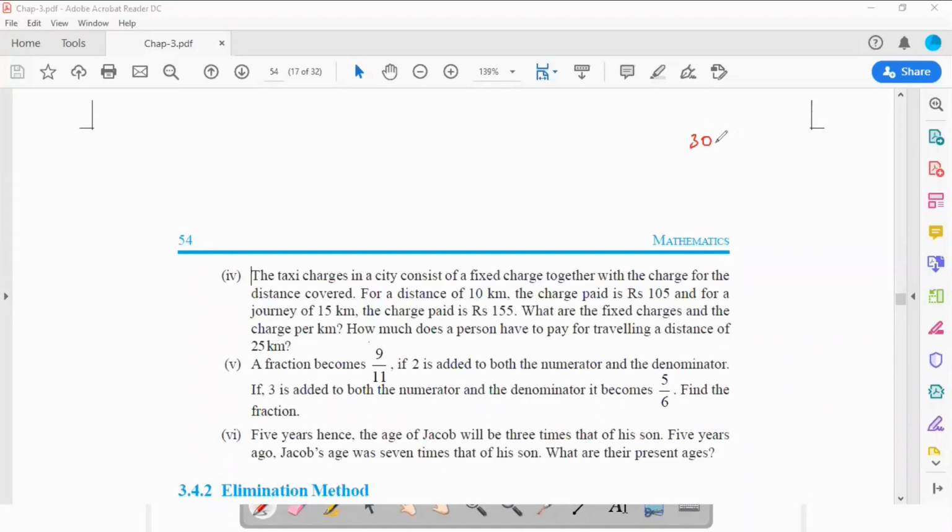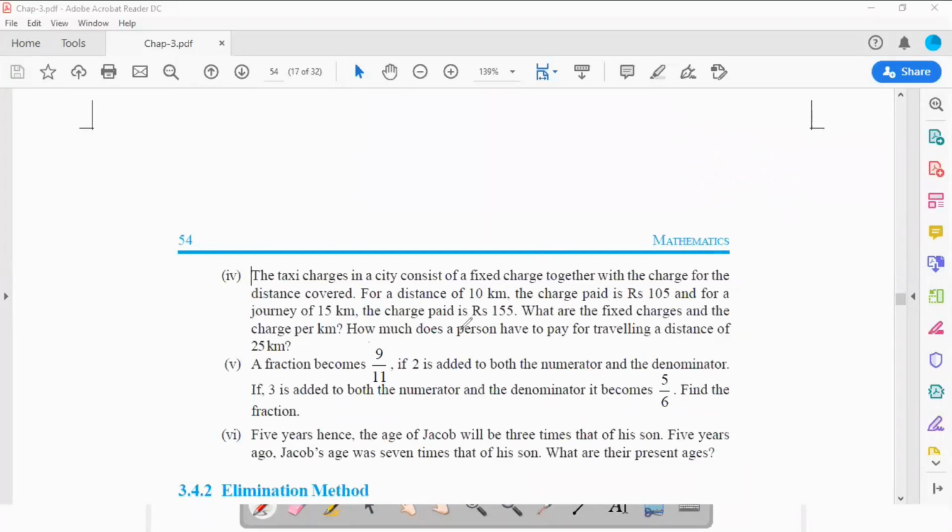Suppose 1 kilometer, only 30. Suppose 2 kilometers, they will add 10 rupees also. Suppose 3 kilometers, they will add 2 tens. And suppose three more kilometers, then we will add 30 plus 3 tens, like so. Okay? That's the idea here.